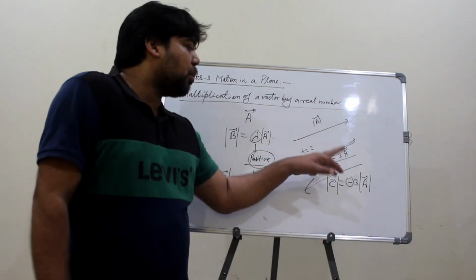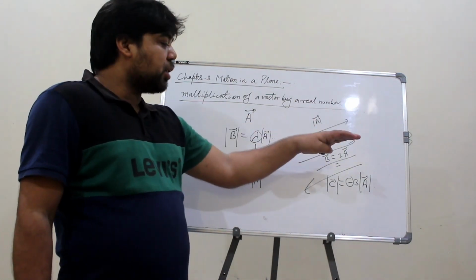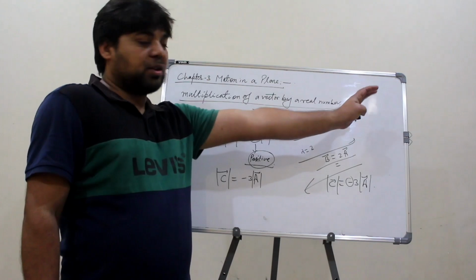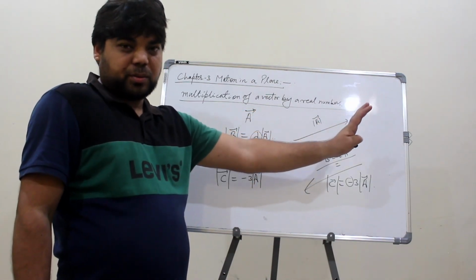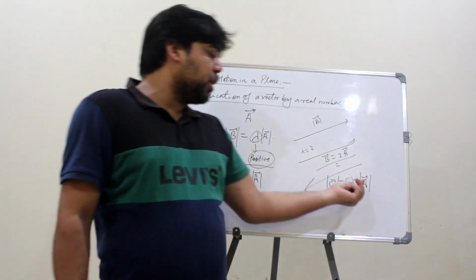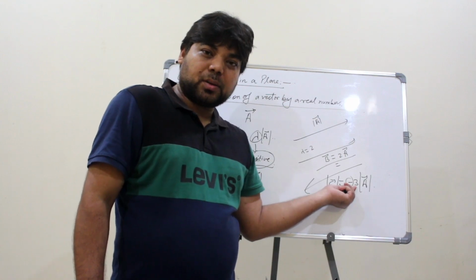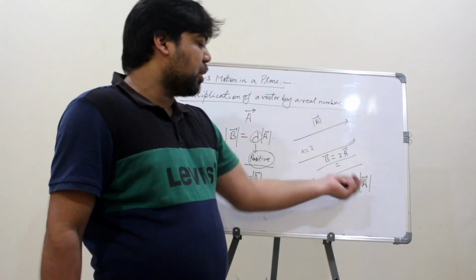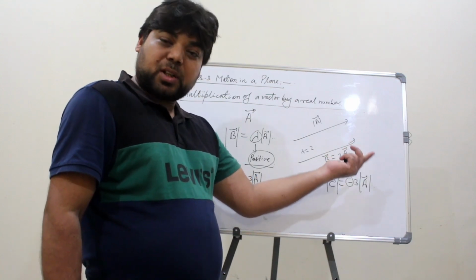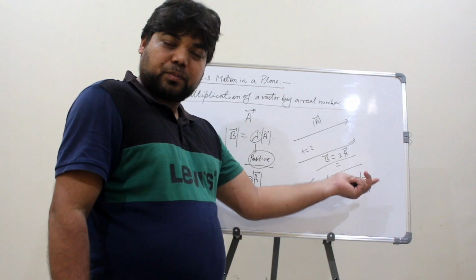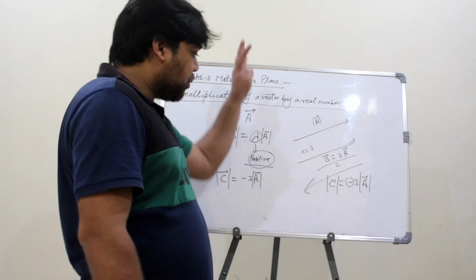So if you multiply by a positive number, it will not change anything other than increasing its mod. Right? But if you multiply with a negative real number, then it will change the direction also, along with the magnitude. You see, this is exactly it. So this thing you must always remember.